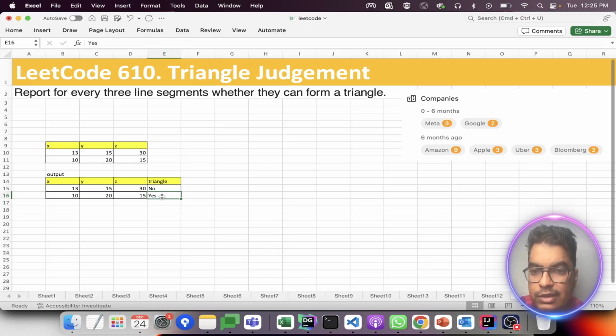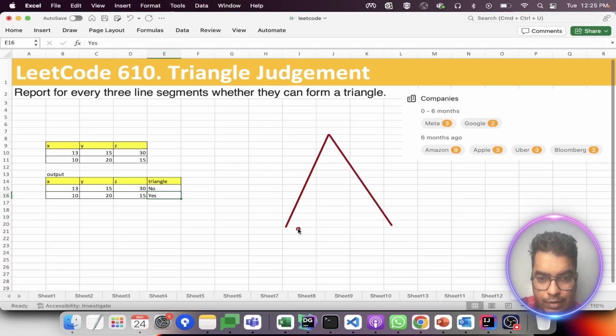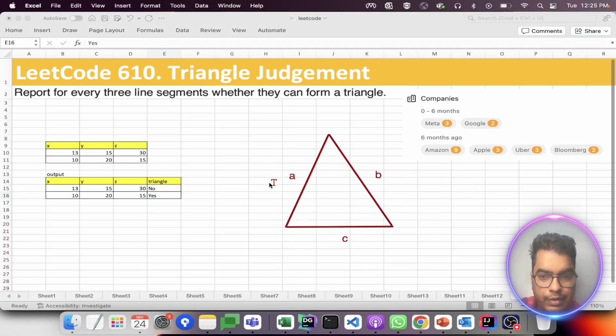For that, let us consider a triangle. Suppose this is my triangle. This is side A, this is side B, and this is side C. Now suppose I say if A plus B is greater than C, because the sum of two sides of a triangle is always greater than the third side. So this condition needs to be valid if the three sides represent a triangle.